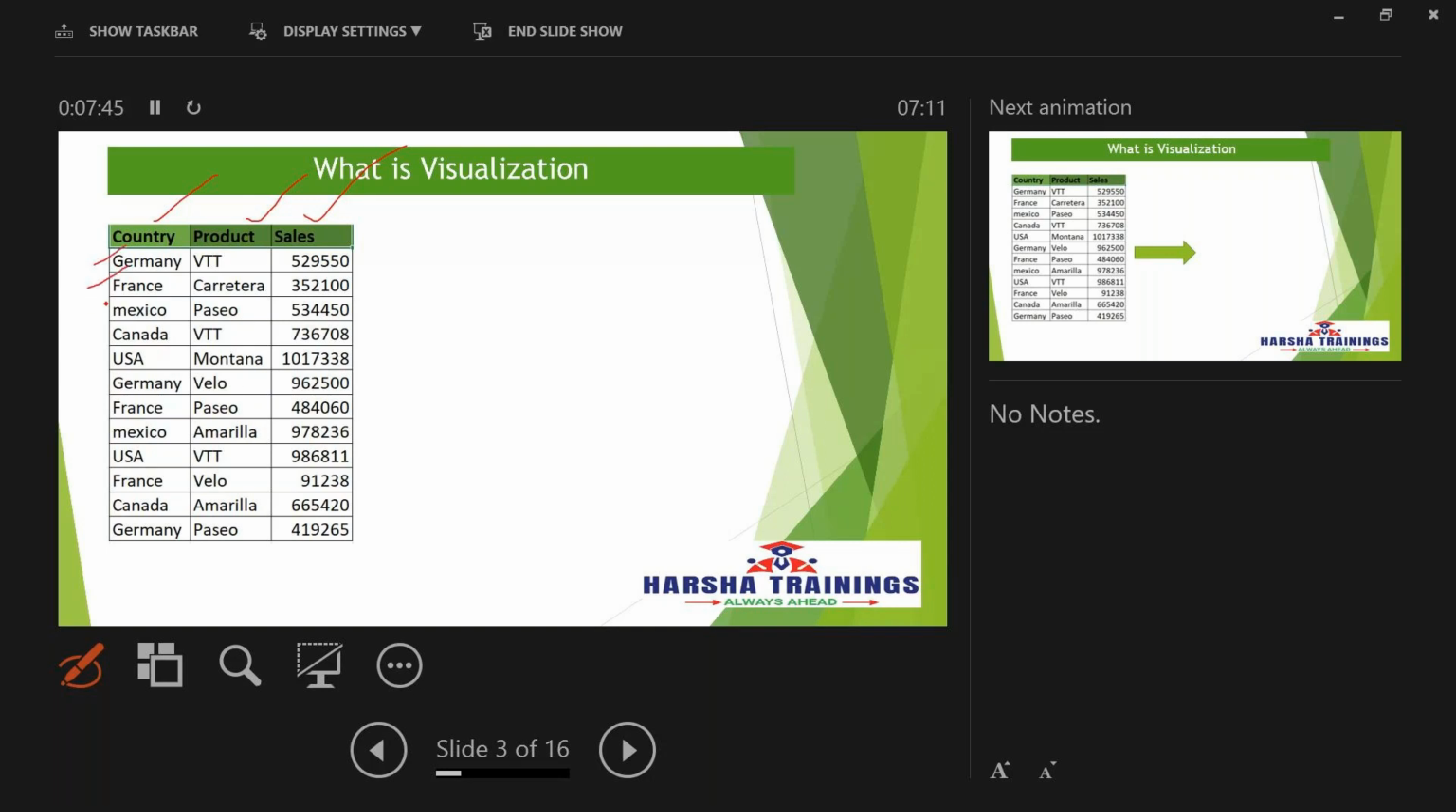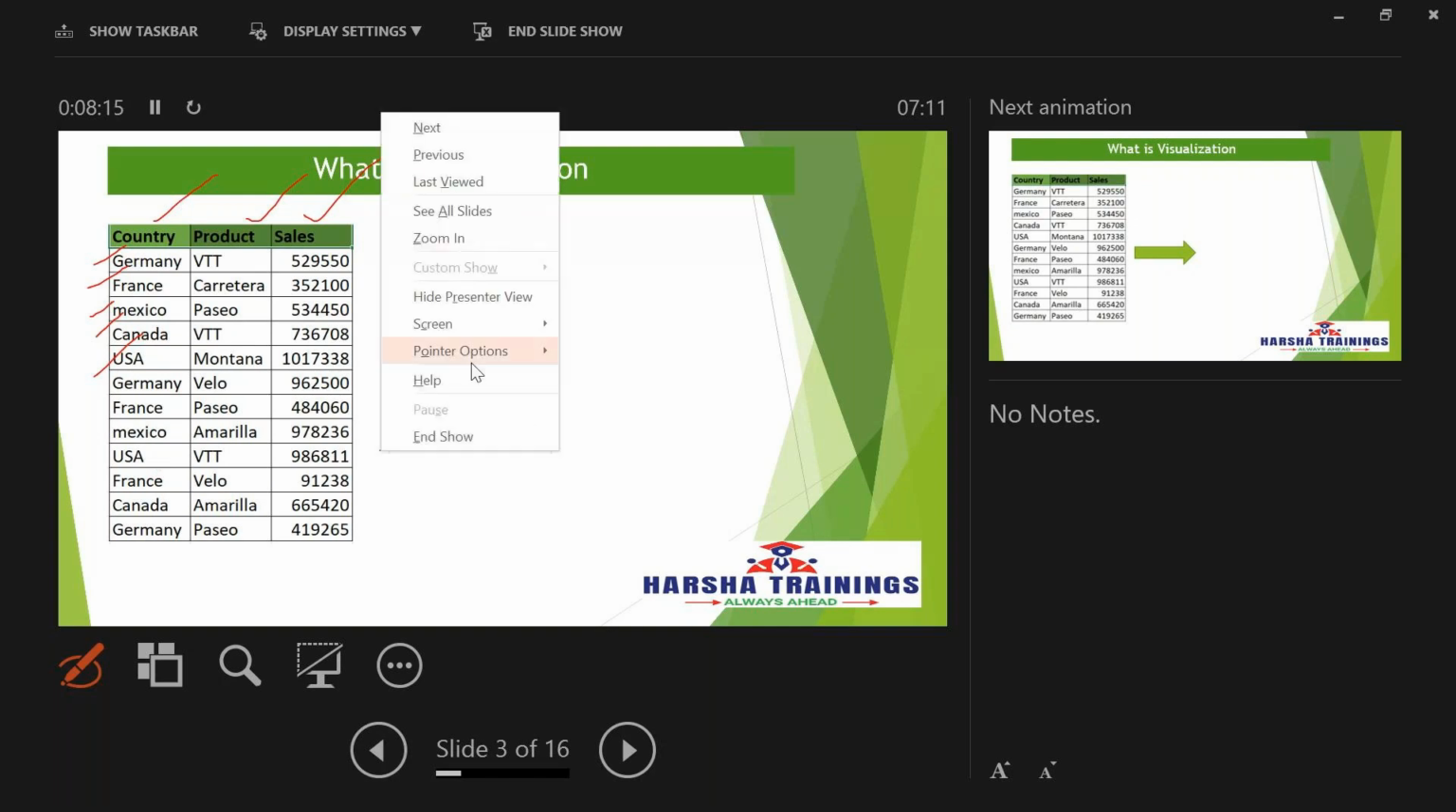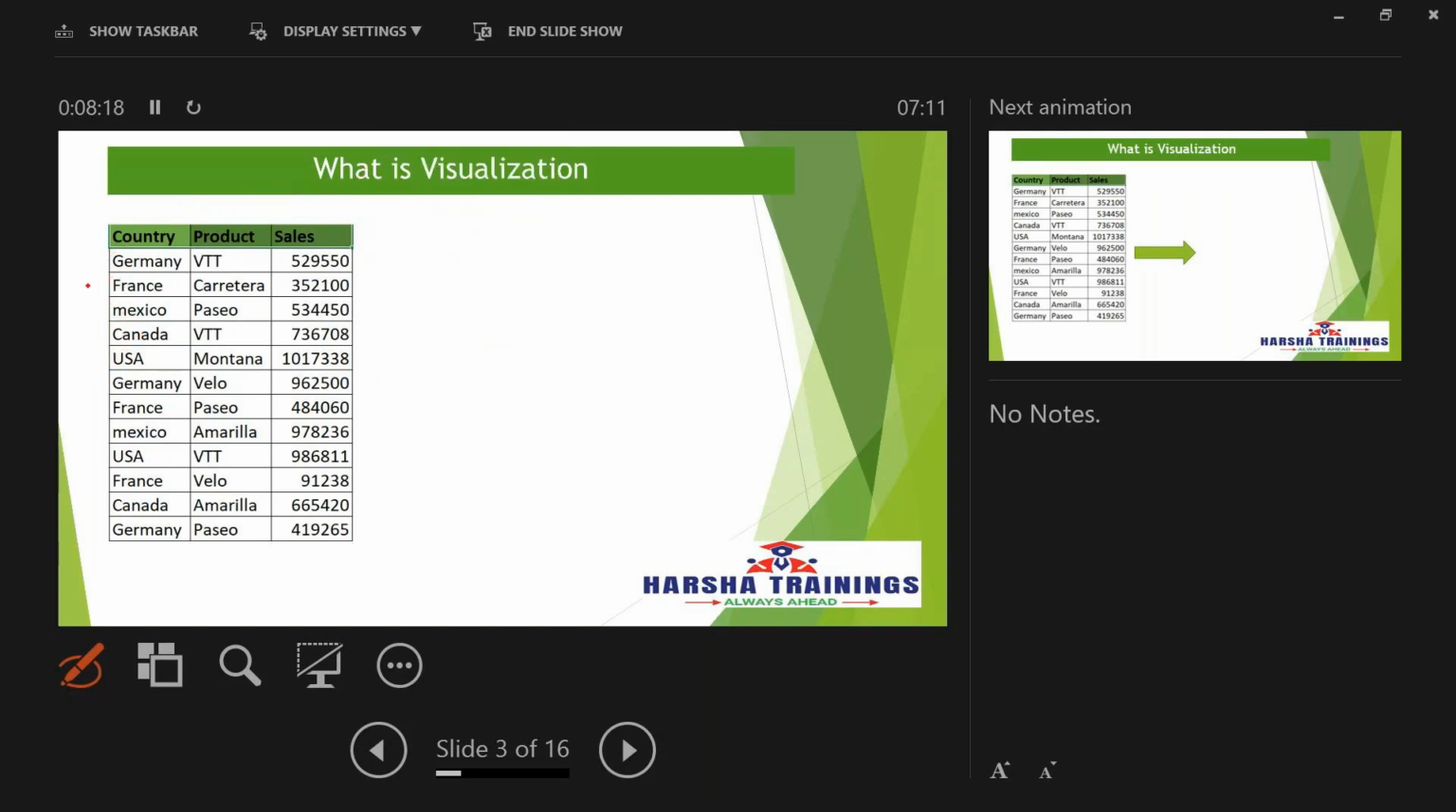Again we have Germany, again France, again Mexico, again USA. It means we have only 5 countries, but some duplicate values also. Yes or no? But when I ask how many records are there? Twelve. So we have 5 countries and 12 records, right?